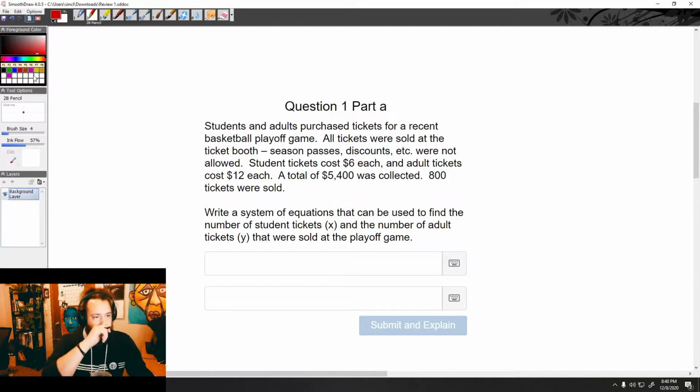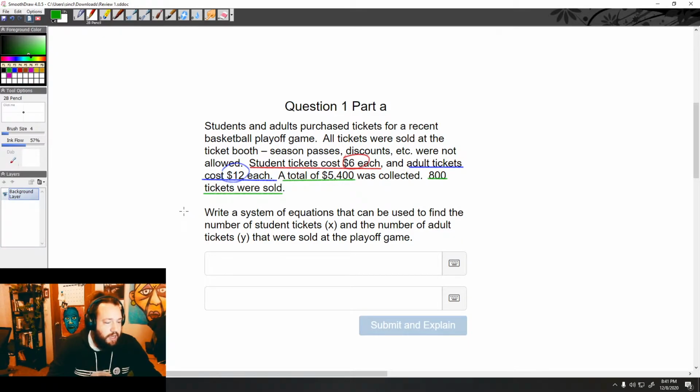I missed that. Now, all the tickets were sold at the ticket booth. Season passes, discounts, etc. were not allowed. So we know that student tickets cost $6 each. We also know that adult tickets cost $12 each. Then we have some totals, okay? We have a total of $5,400 was collected, and a total of 800 tickets were sold.